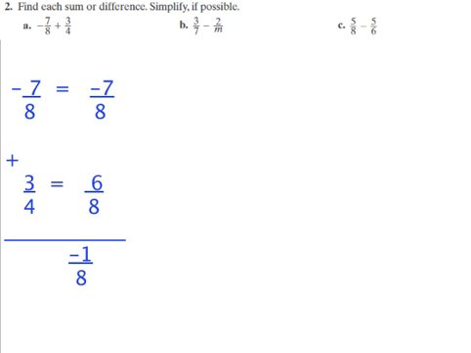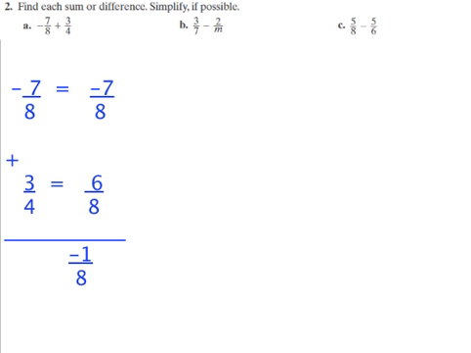-7/8 plus 3/4. The common denominator of 8 and 4 is 8. So the top fraction doesn't have to be changed. It will be -7/8. The second fraction of 3/4 must be changed into something over 8. 4 times 2 is 8, so we must multiply 3 times 2, which is 6.